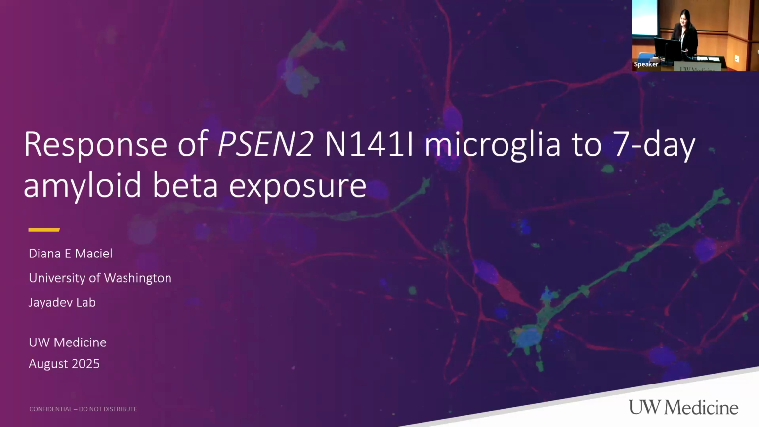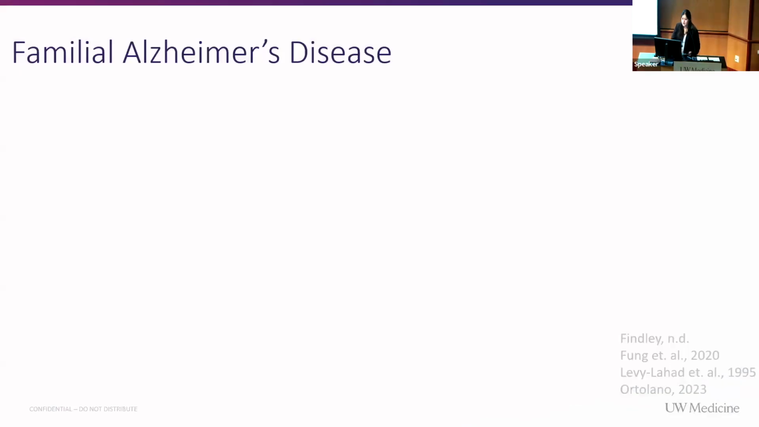Good morning, everyone. My name is Diana, and I spent my summer here at the Jayadev lab. And my talk will be on the response of PSEN2 N141I microglia to 7-day amyloid beta exposure. While the majority of Alzheimer's disease cases are sporadic, meaning late onset and non-inherited, a portion are familial, and those are inherited and often early onset.